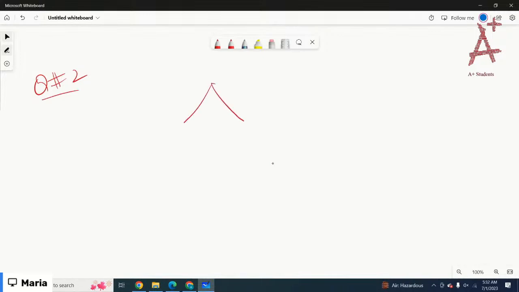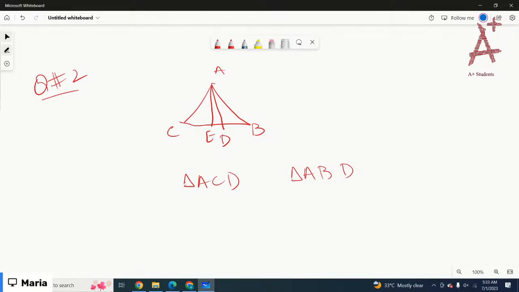Let's suppose we have a triangle ABC. So AD is the median. We have AE that represents the altitude. So now you have two triangles, triangle ACD and triangle ABD. They have the same bases CD and DB and the same height AE, so they have the same area. Then both triangles have the same area. Got it?